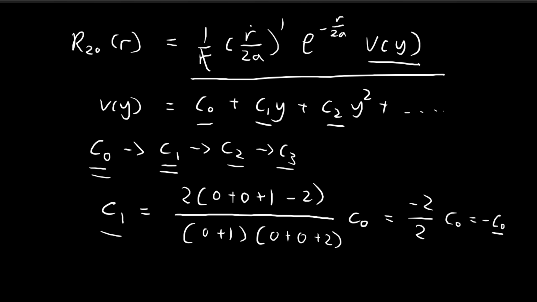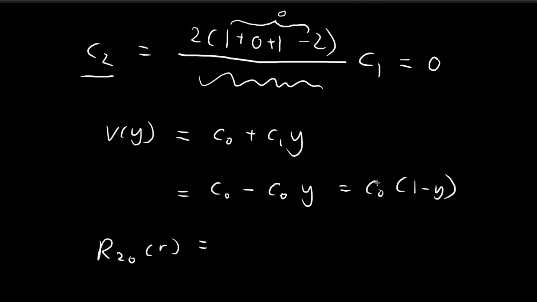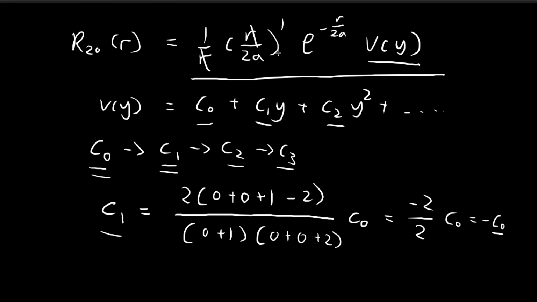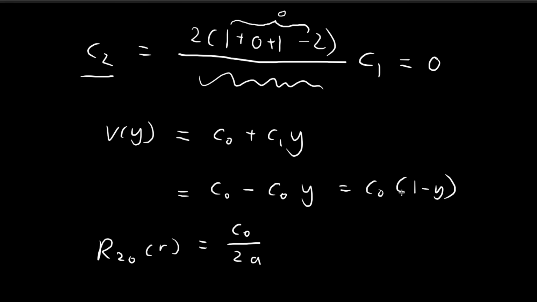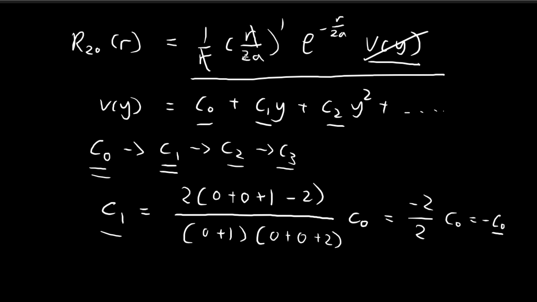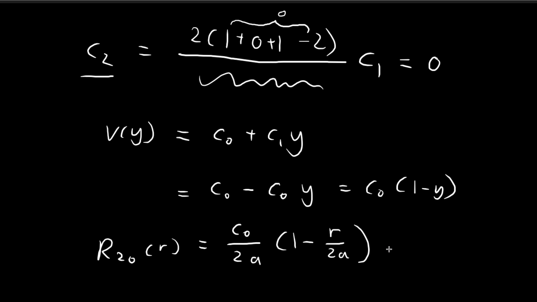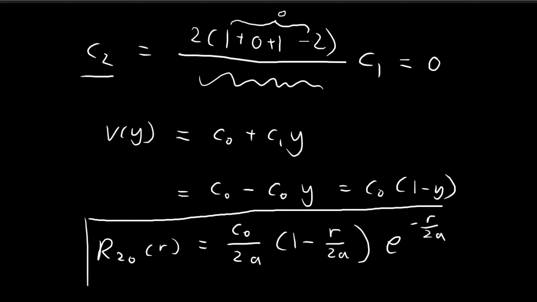So first of all, you can see that the r's cancel out, and then we have this constant C0, so I'm going to put this C0 up here, and then we have divided by 2a, and then we're going to have v of y, this y expression, and then instead of writing it as y, I'm going to write it as r divided by 2a. So we've included v of y, and then we also need to include the e to the power of negative r divided by 2a. So there you have it. This is the expression for R20.